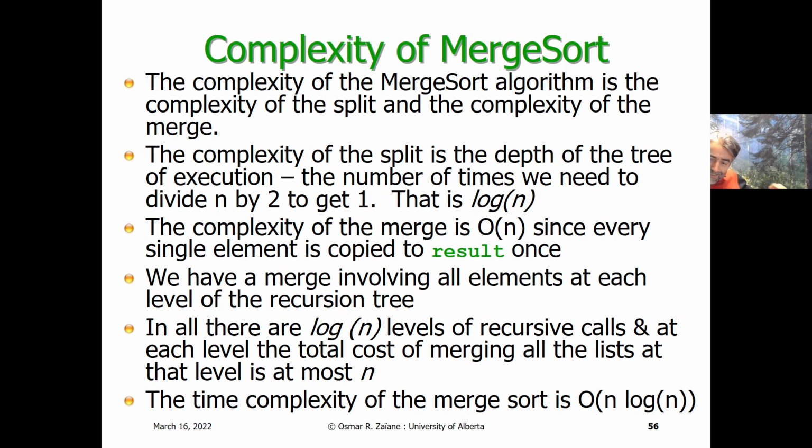Well, in every single level in that tree, I have to eventually merge every single one. Every single element has to be compared to decide whether I put it from the left or I put it from the right. So in each level I have n comparisons. And how many levels do I have? I have log base 2 of n. So it's n log n, the complexity of the merge sort.